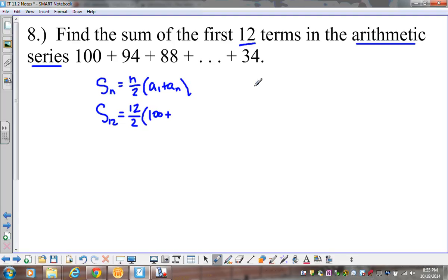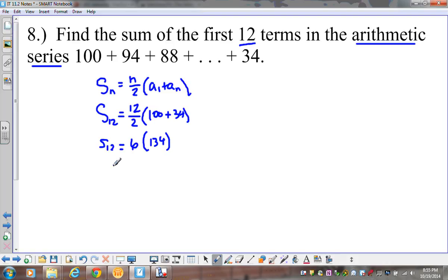Now we could go through this whole process again of finding the 12th term, but let's just assume this is my 12th term. If we went through and verified, we would get that it is in fact my 12th term. So let's just plug it in and simplify. 12 over 2 is 6 times 100 plus 34 is 134.